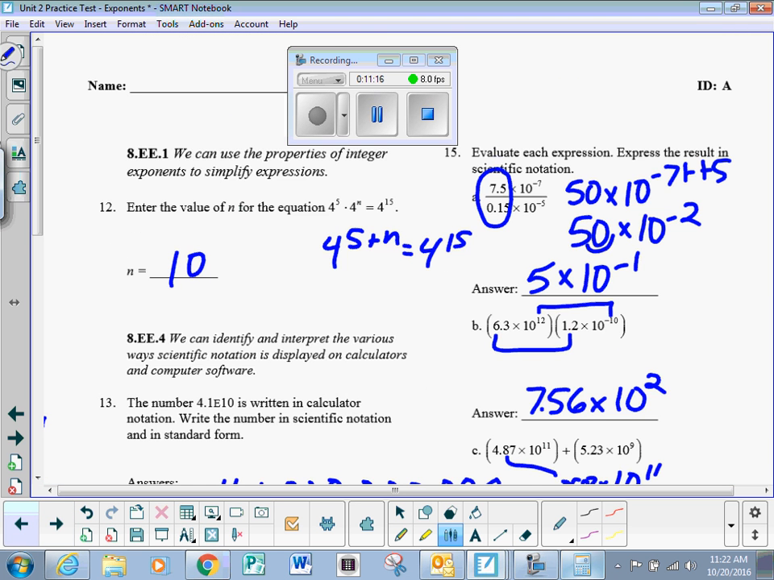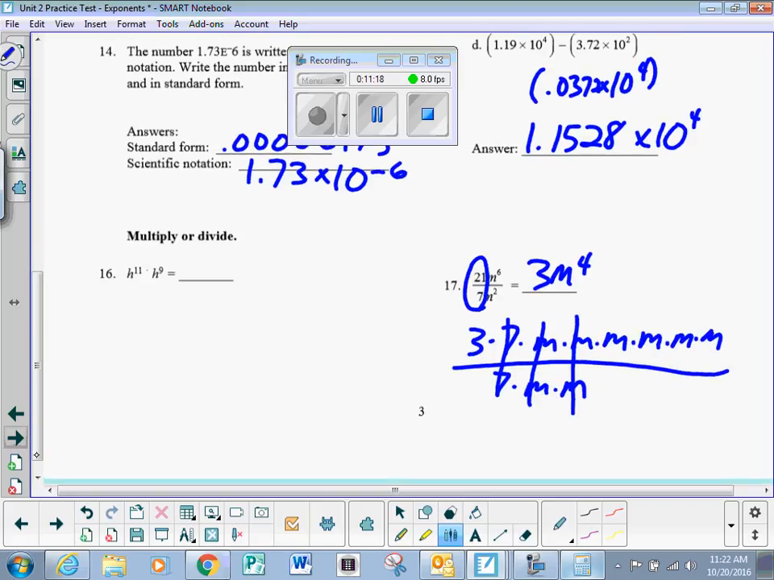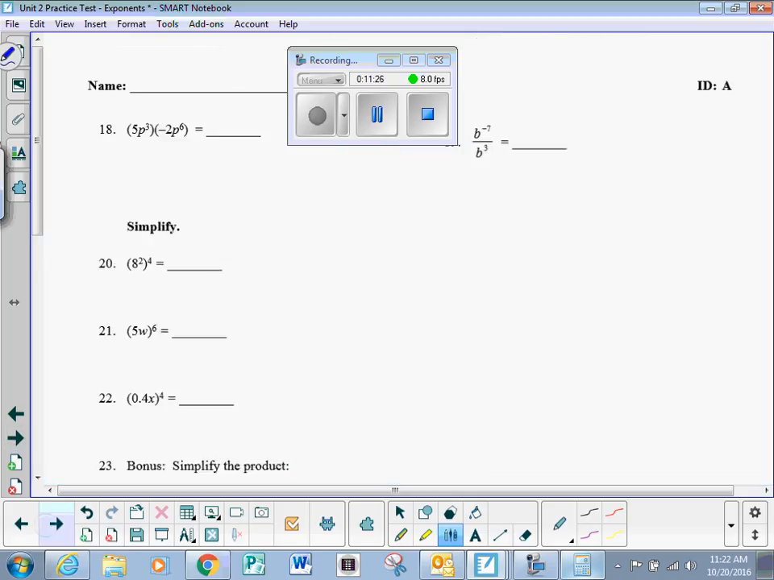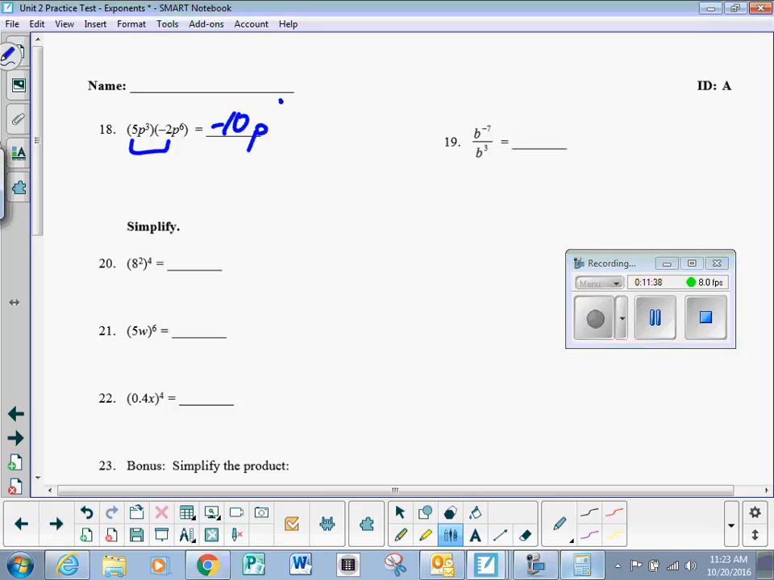Okay, 16. Divide from the bottom. When I multiply things with the same base, I add exponents. 11 plus 9 is 20. Right, Casey? When I multiply numbers like always, 5 times negative 2 is negative 10. P to the 3 plus 6 is 9. Okay? Hopefully y'all got that right.